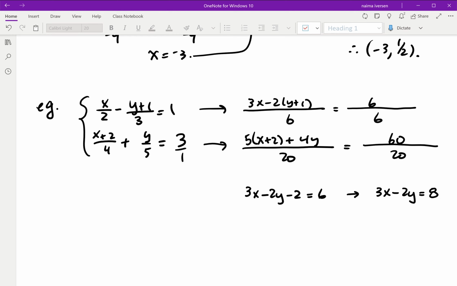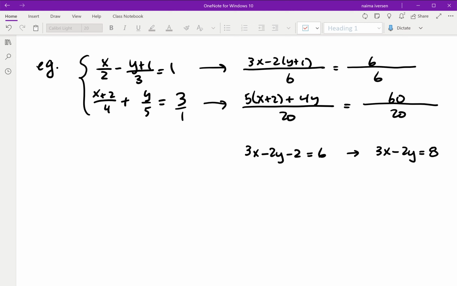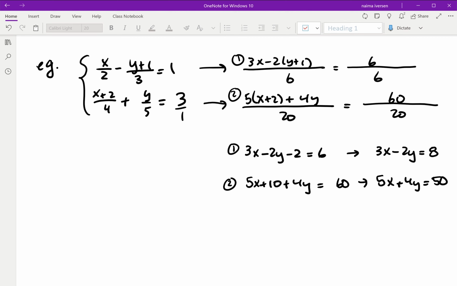It's very important that you keep your equations set up very consistently. Usually what I like to see is the x's and then the y's and then the equal sign and then your number. That's for equation 1. For equation 2, what we've got right here, we've got 5x plus 10 plus 4y is equal to 60. Which means that 5x plus 4y is equal to 50. And that's my new system right now.